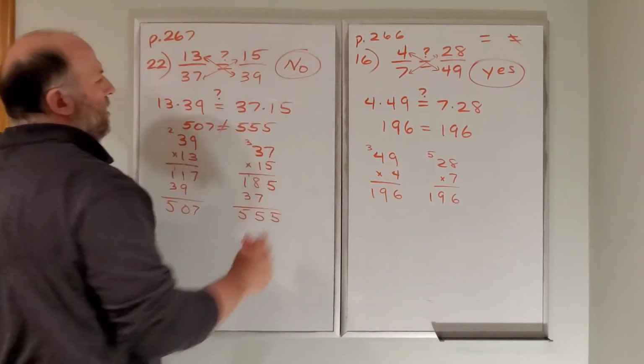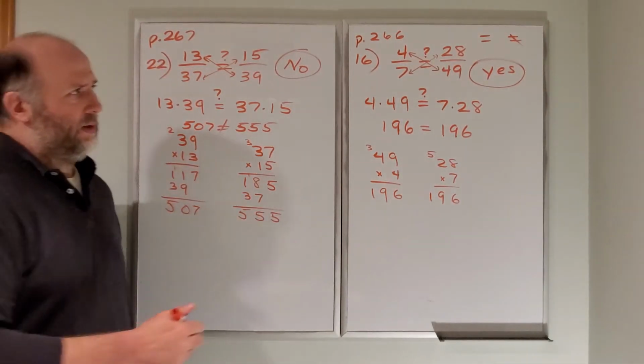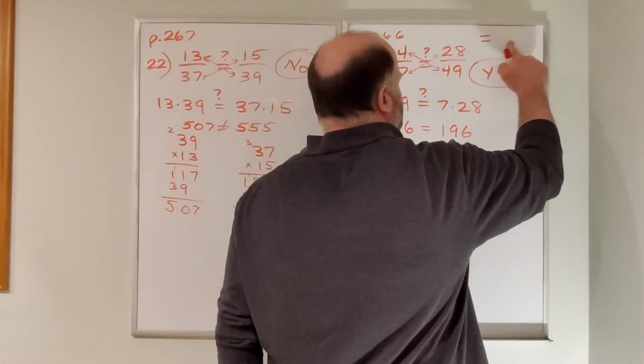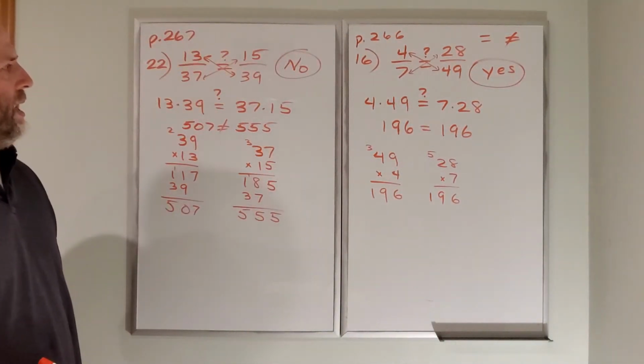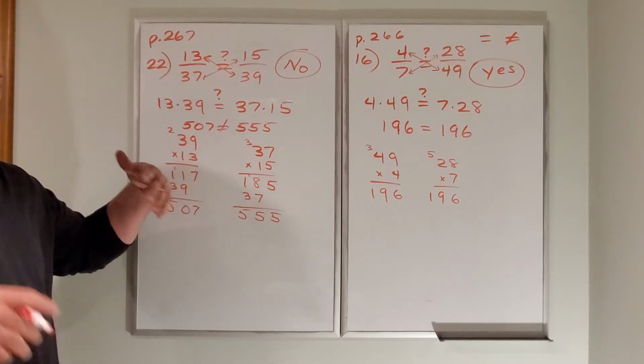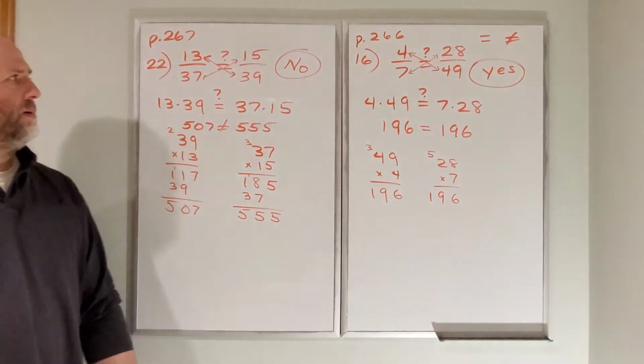You don't necessarily need to do the equals or not equals where you do an equal sign with a slash through it. I think it's more typical if they do it like that, but it doesn't really matter. Yes and no is probably the easiest way to just phrase the answer. Yes, it is a proportion. No, it is not. Okay.